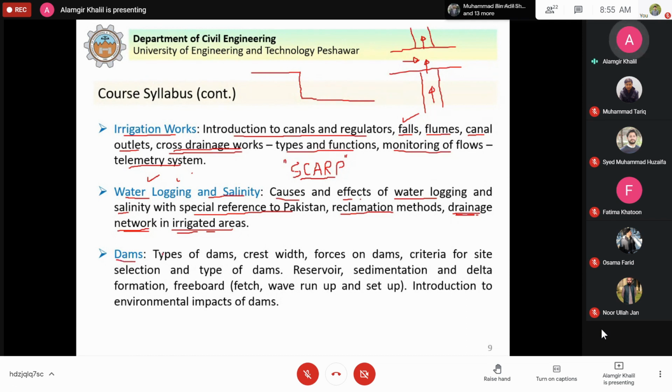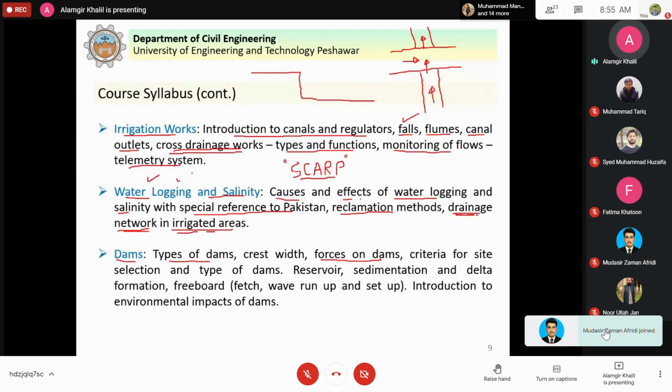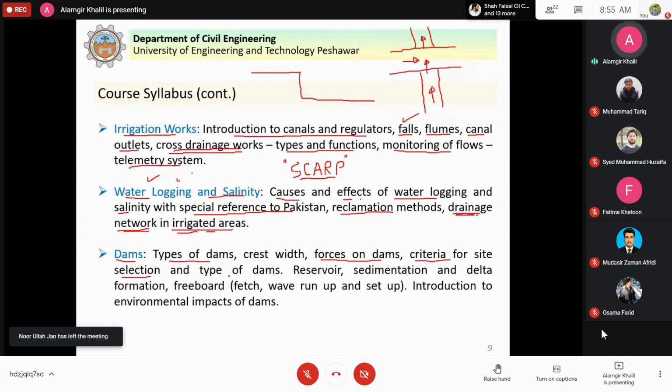And then we will study about the dams. What are the different types of dams? The different forces acting on the dams. What is the criteria for site selection? So in this case, we will study the different types of dams and the forces acting on them, and stability analysis.